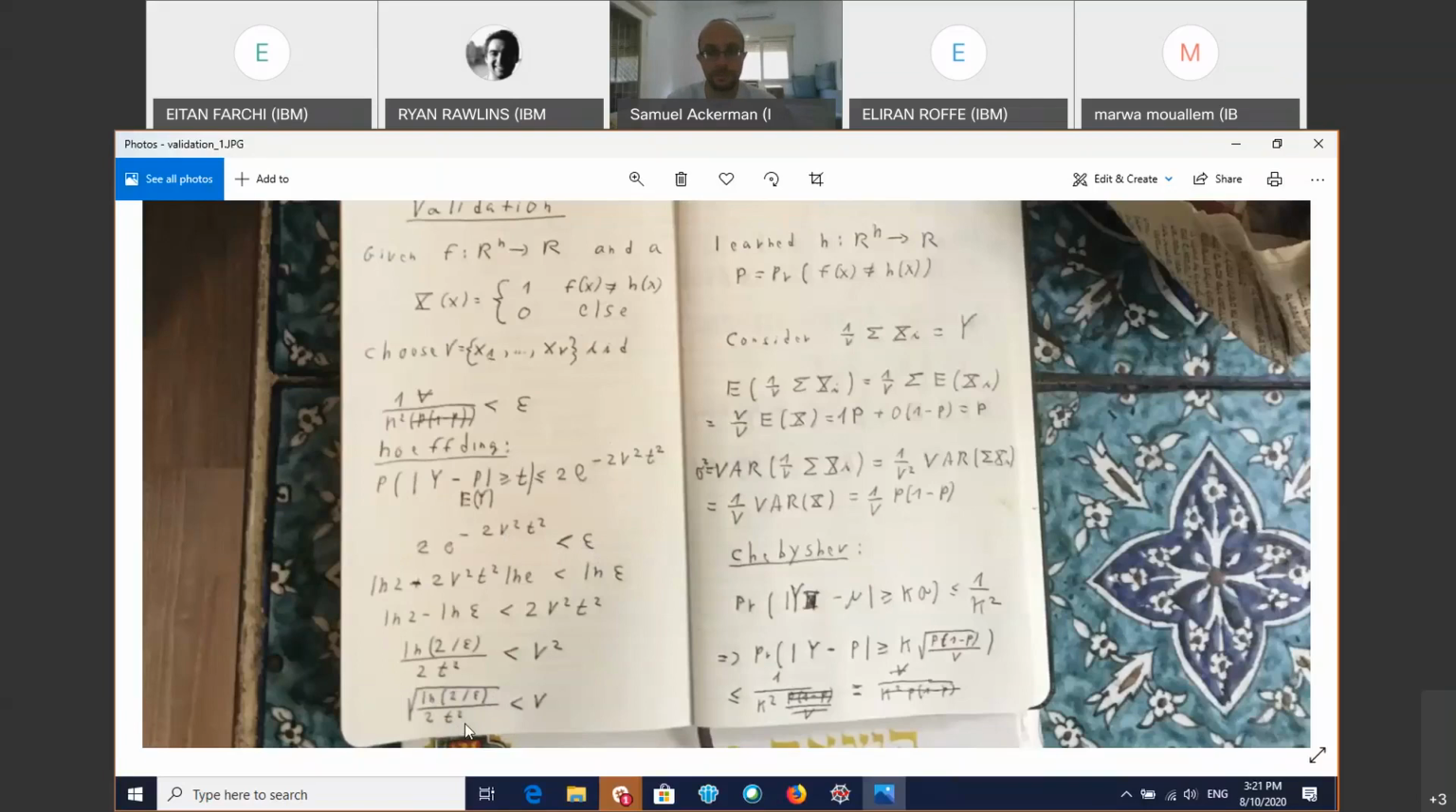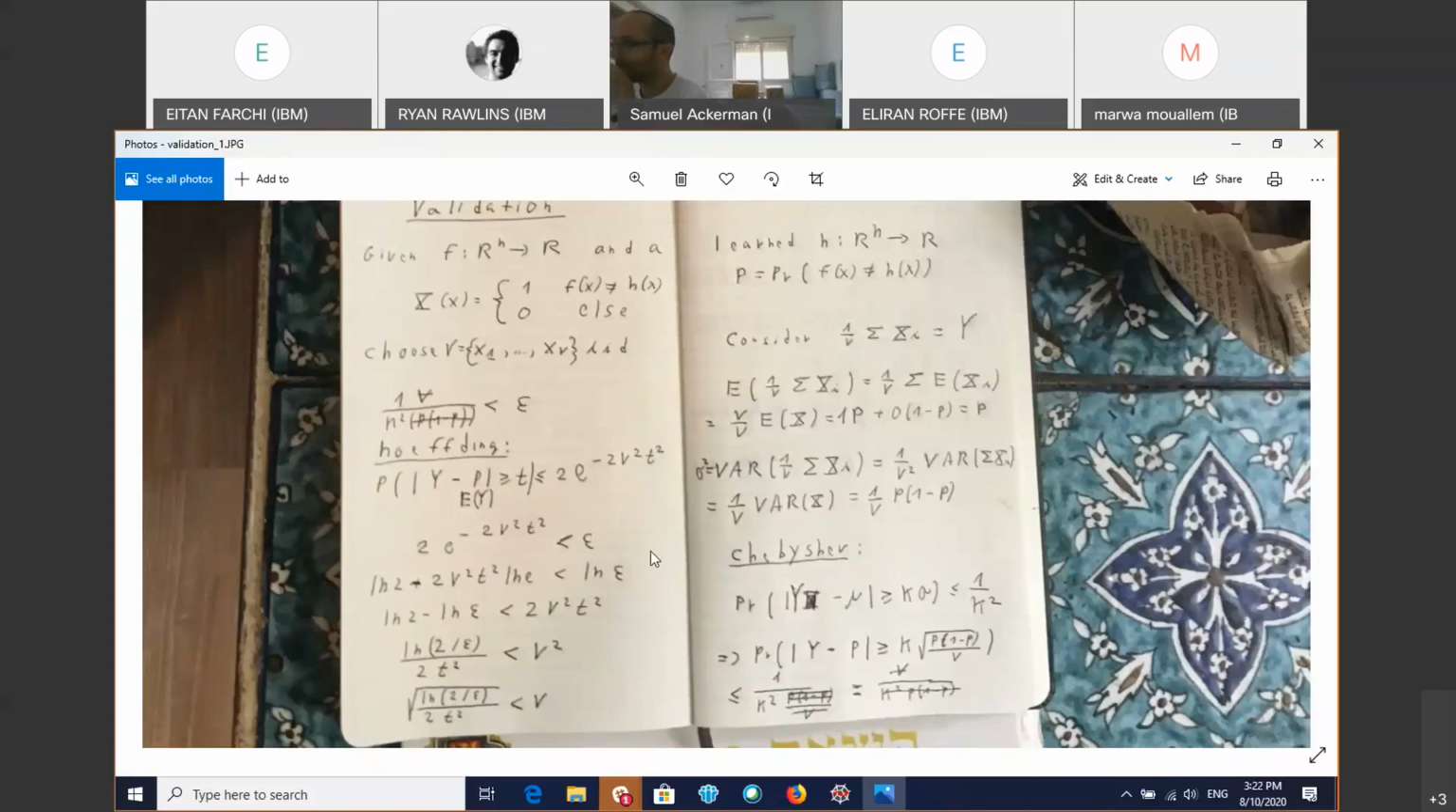What we see here is that the smaller the epsilon, the bigger the V needs to be, because it's 2 over epsilon. So the smaller the epsilon, the bigger V needs to be in order for the probability to be less than epsilon, in order for us to trust the statistics that we see, which is the number of successes over V, to be a good representation of the real P that we want to get.